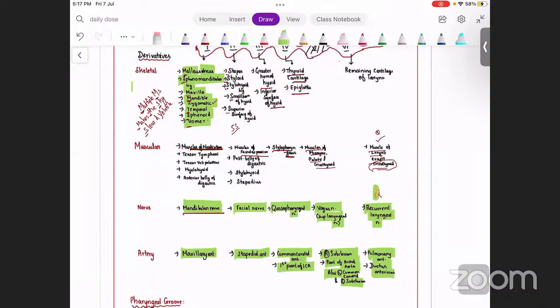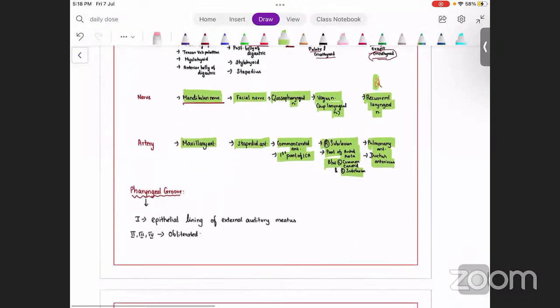Apart from that, muscles of mastication are derived from pharyngeal arch 1, muscles of facial expression from pharyngeal arch 2, and the stylopharyngeus muscle from pharyngeal arch 3. And then you have the arteries, especially the maxillary from arch 1 and the stapedial from arch 2. The common carotid and the first part of the internal carotid artery are from pharyngeal arch 3. The right subclavian and the arch of the aorta between your left common carotid and the left subclavian are derived from pharyngeal arch 4. And then you have the pulmonary artery and the ductus arteriosus, which are pharyngeal arch 6.